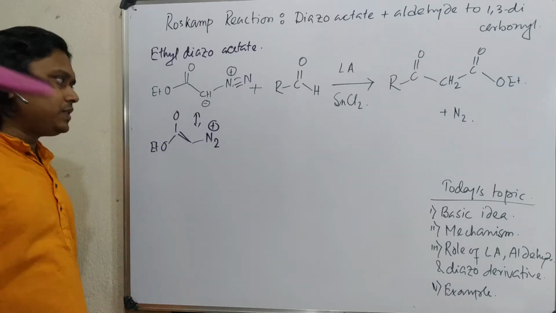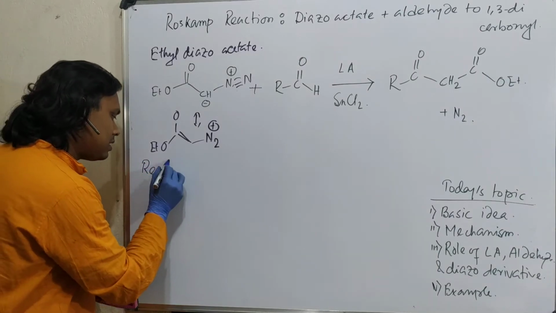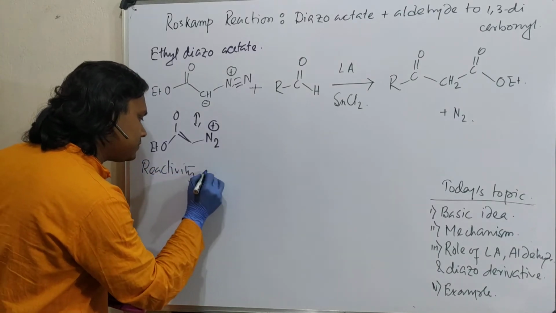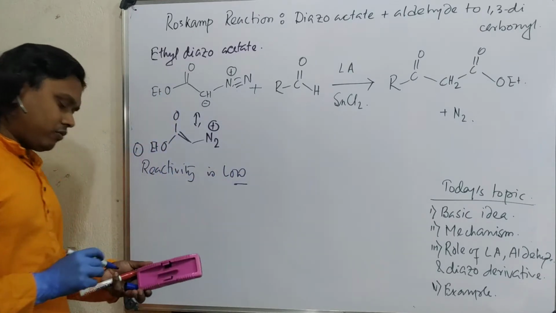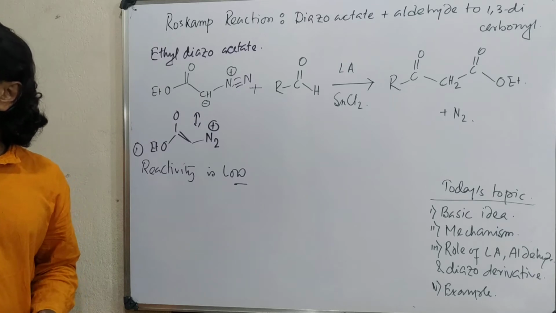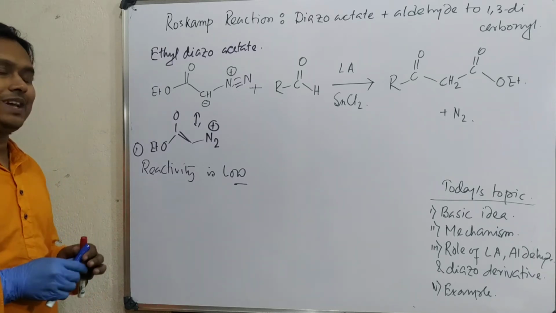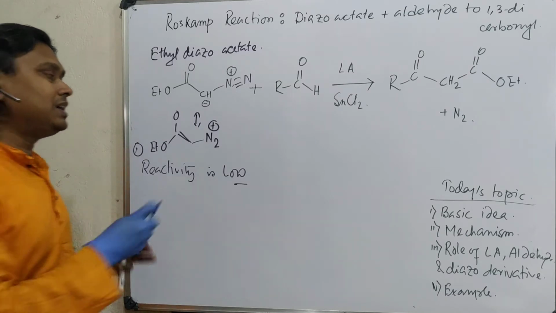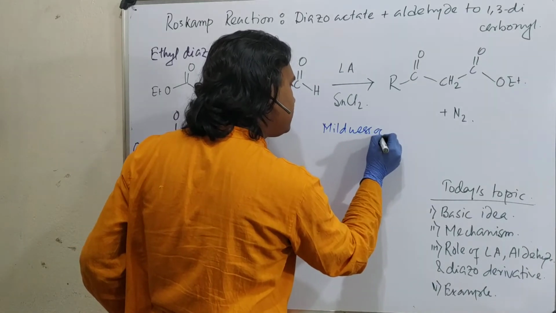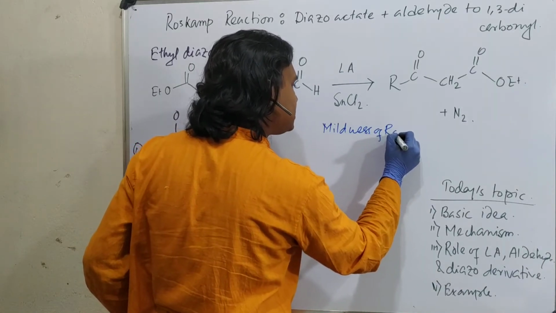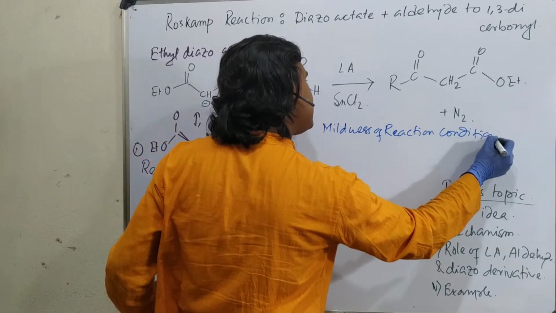So the question is, if it is fairly stable, then its reactivity is low. So if it is stable, then reactivity is low. Fine, it is true. Now the question: one of the important aspects of this reaction is the mildness of the reaction conditions. So how is this achieved?